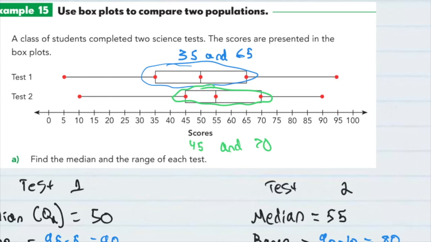Okay, we'll assume that it's the same student. They may have done better on test 1 than they did on test 2, right? Better here than they did here. But as a class, most of the data, right, 50% of the data is in this box plot here. Most of the class did better on test 2. So it's not just the range you want to look at, it's where most of the data is, and most of the data is inside the box plot.